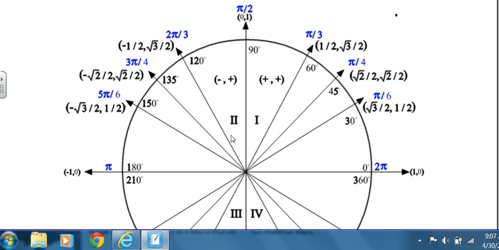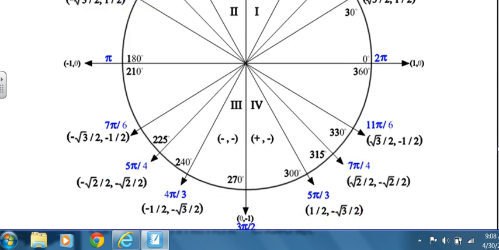It's that size. So this shows us that in the first quadrant, at 30 degrees, the cosine is square root of 3 over 2. At 45 degrees, the cosine is square root of 2 over 2. And at 60 degrees, it's a half. It shows us that the sine at 30 is a half, the sine of 45 is square root of 2 over 2, the sine of 60 is square root of 3 over 2. And it shows that in all 4 quadrants.